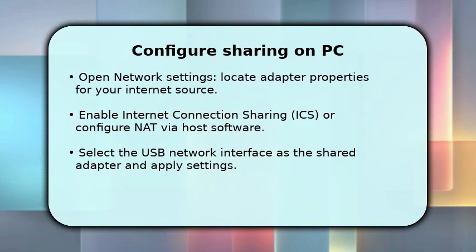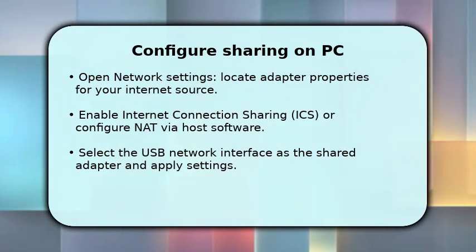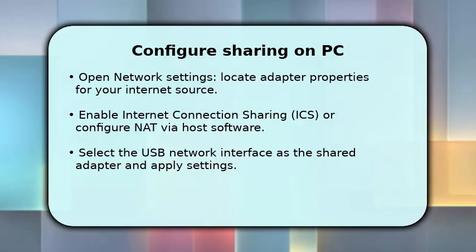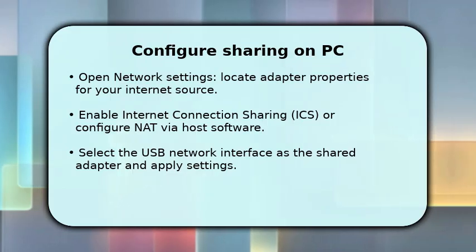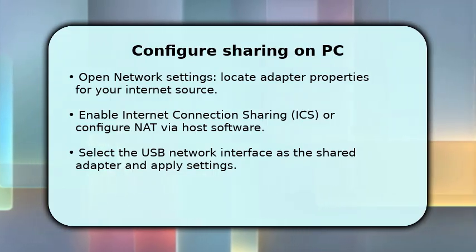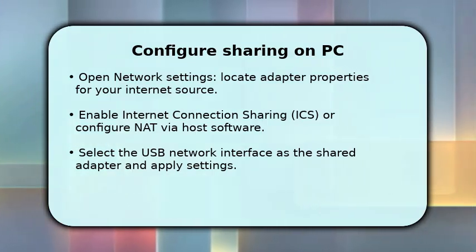Next, you configure the PC to share that internet connection over USB. On Windows, open Network Connections, right-click the Internet adapter, choose Properties, and go to the Sharing tab to enable Internet Connection Sharing, then pick the USB interface.